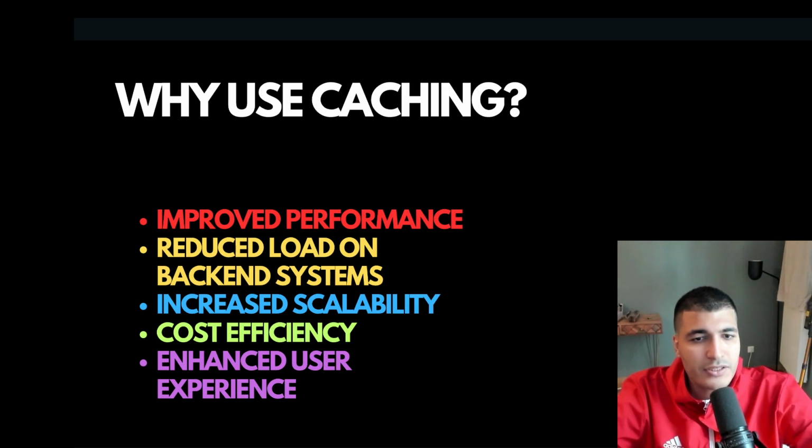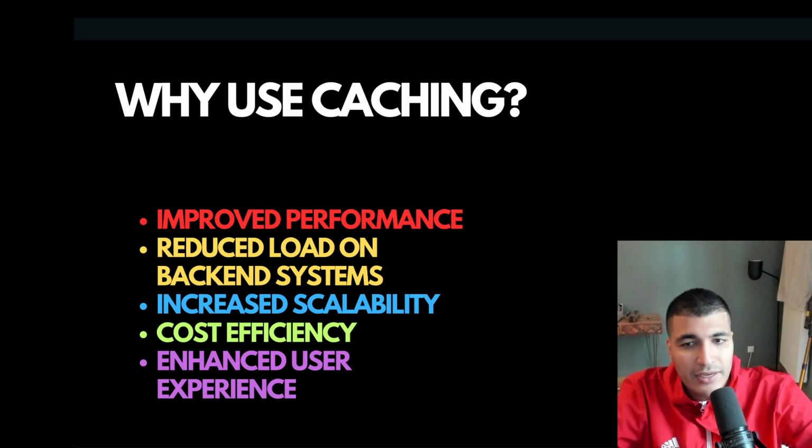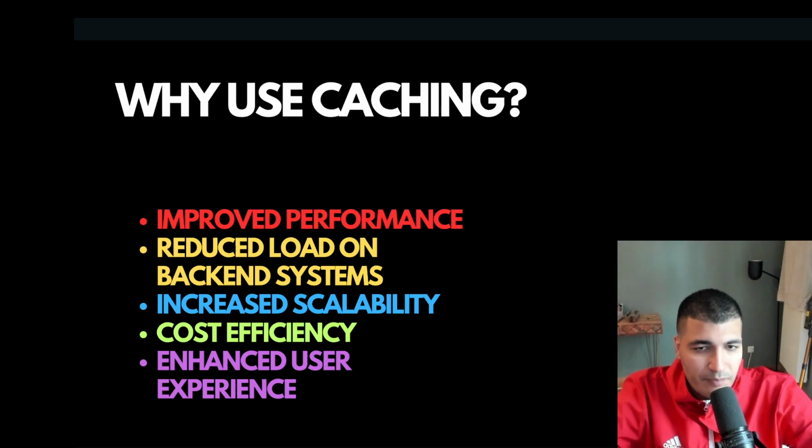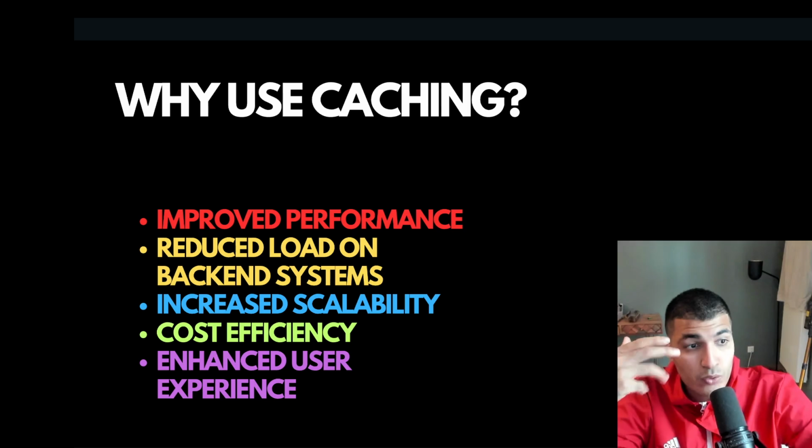Next, increased scalability. Because caches handle a large number of read requests very efficiently, they make your entire system more scalable. Your application can serve more users and more requests without needing to immediately scale up expensive backend infrastructure. And next we have cost efficiency. This is a direct consequence of reducing backend load. By minimizing the work your primary database and servers have to do, caching can help lower overall infrastructure costs, especially in cloud environments where you pay for usage.